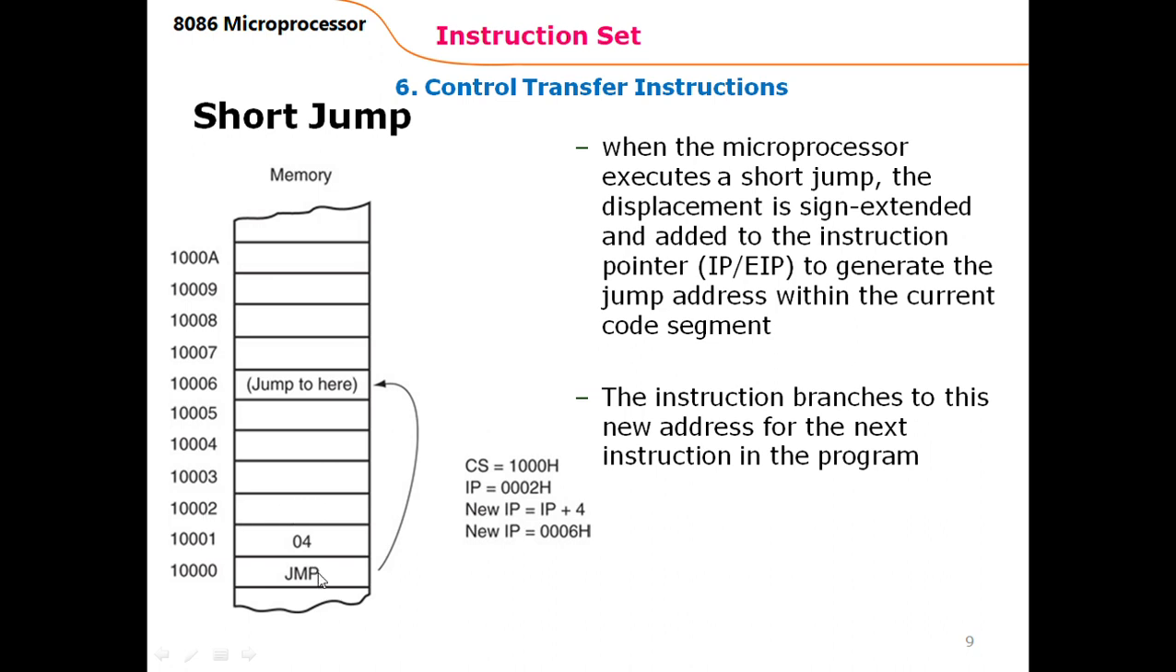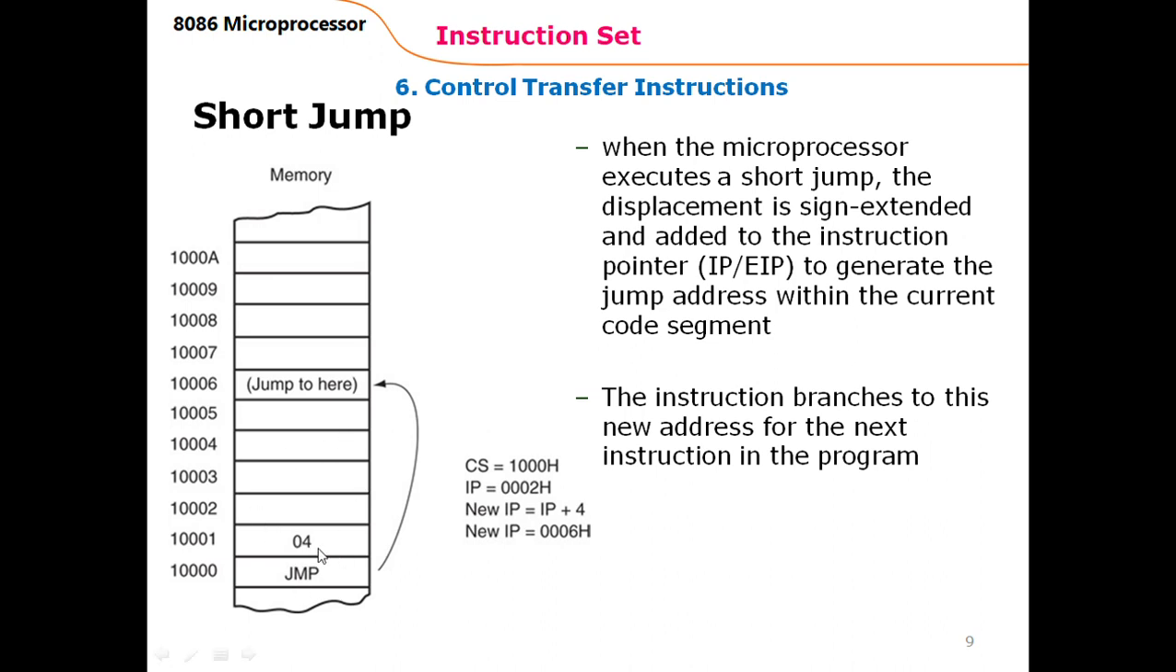But as this instruction is a jump instruction, it will cause the flow of control to change from this instruction to here. And how does that happen? It is computed, or this jump happens, as follows. The new content of the instruction pointer is calculated by adding the existing value of the instruction pointer plus the displacement of the jump instruction.